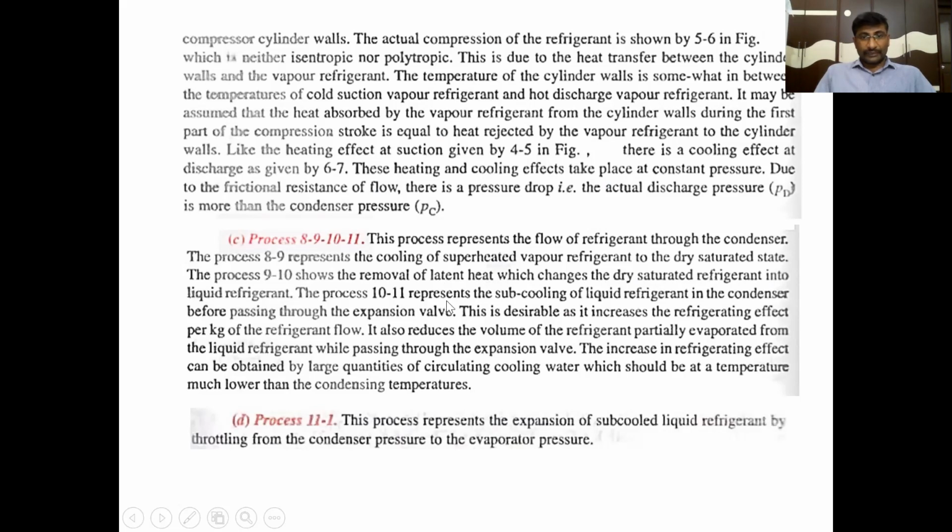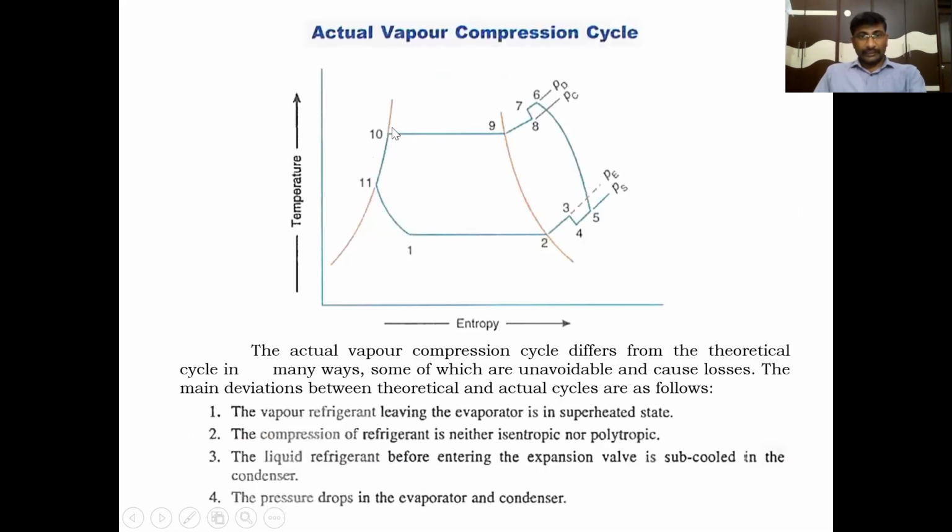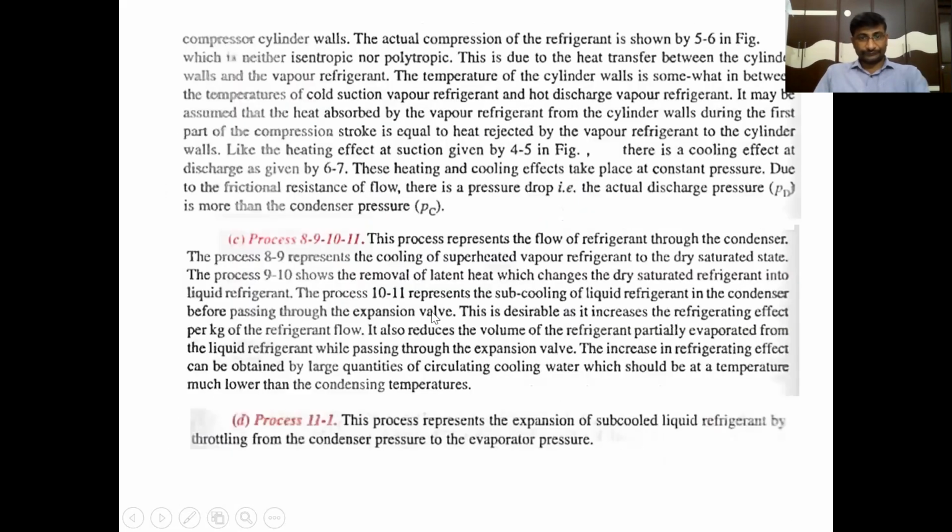The process 10 to 11 represents the subcooling of liquid refrigerant in the condenser before passing to the expansion valve. This is the subcooling process by using a low temperature cooling medium. This is desirable as it increases the refrigeration effect per kg of refrigerant flow. It also reduces the volume of refrigerant partially evaporated from the liquid refrigerant while passing to the expansion valve. The specific volume would increase. Because of subcooling, when it expands here, the specific volume is more after expansion. Clear?